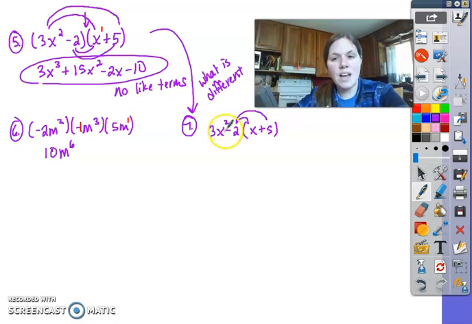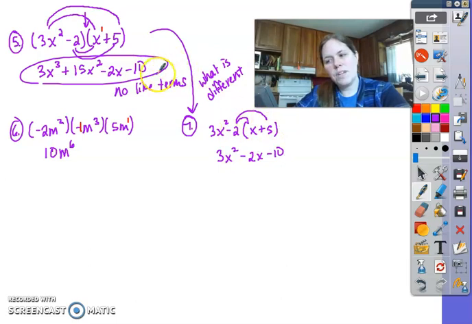So we are not going to distribute that 3x squared. Hold yourself back. If it's not in parentheses, hold yourself back. So I would have 3x squared just tag along. Negative 2 times x, negative 2 times 5. Gives you a little bit of a different answer because that middle guy here, 15x squared, is not in the answer here. So just be on the lookout for that. Just little tricks you run into.